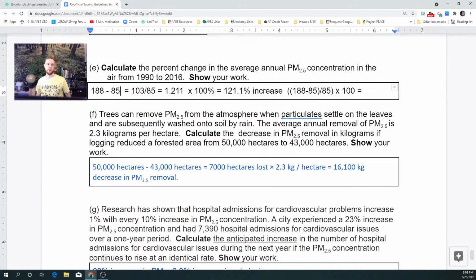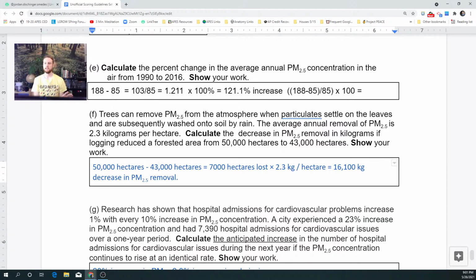But scoring guides on the practice exam did not show that, and so you might be able to get away with it. You definitely need it down here. Notice how it's in this conversion problem. So 50,000 hectares minus 43,000 hectares equals 7,000 lost times 2.3 kilograms per hectare. Notice they're using this unit conversion.